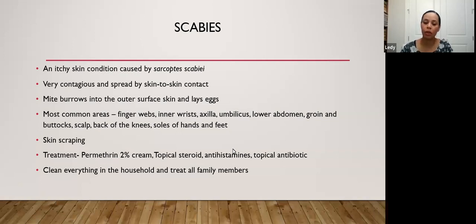Sometimes I also might give them a little bit of a topical steroid because they have so many open sores from scratching, and even an antihistamine. So those things are usually really important when I treat my patients that have scabies. And my story about this little girl was that I had a patient come in.